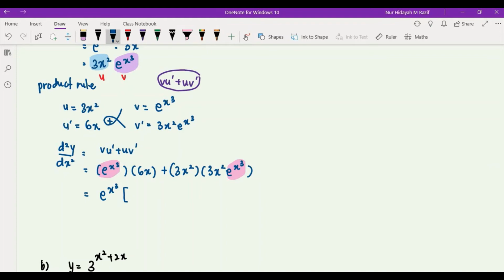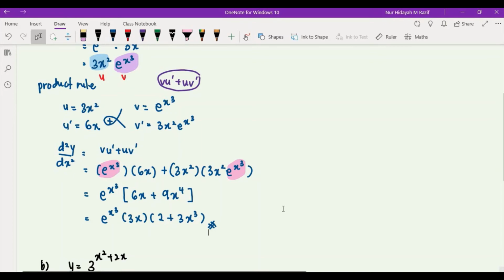Apa pun yang tinggal adalah yang saya tak highlight kan. So we are going to get 6x plus 3x square times 3x square will give us 9x power of 4. So you can just leave it at that, or if you want to factorize still, the answer is e power of x cubed multiplied by 3x, and then whatever is left is 2 plus 3x cubed.